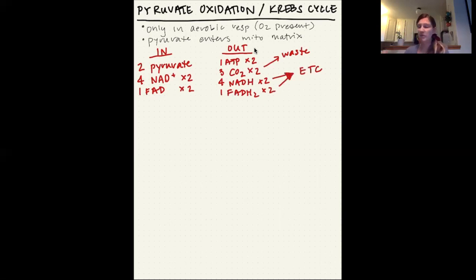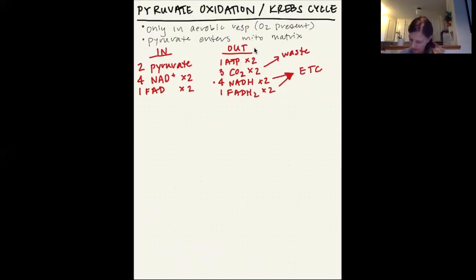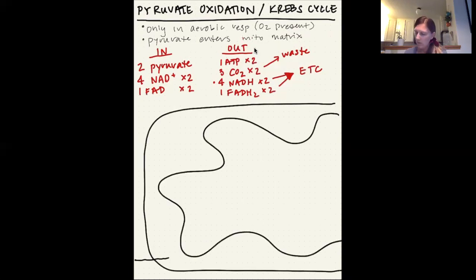But if you'll notice from before, glycolysis also gave us 2 NADH, which can also be sent to the electron transport chain. All right, so let's start drawing this out. So pyruvate came in, and I'm going to draw a little mitochondria here. Here we have the outer mitochondrial membrane, and we're going to have the inner mitochondrial membrane, right? All of this is going to go into the matrix.